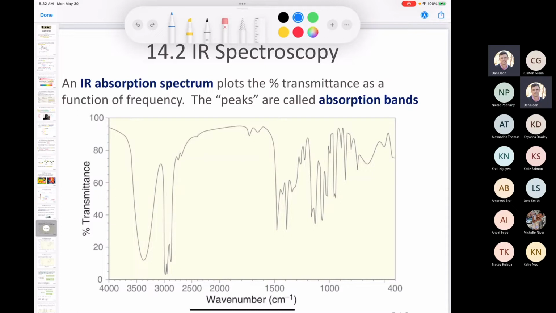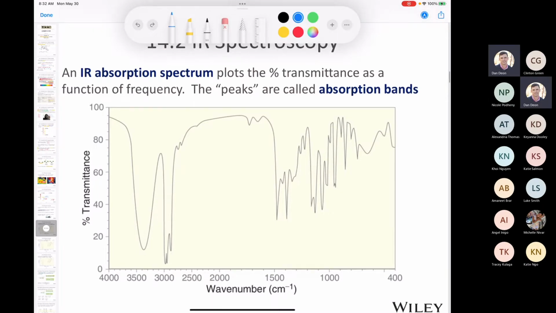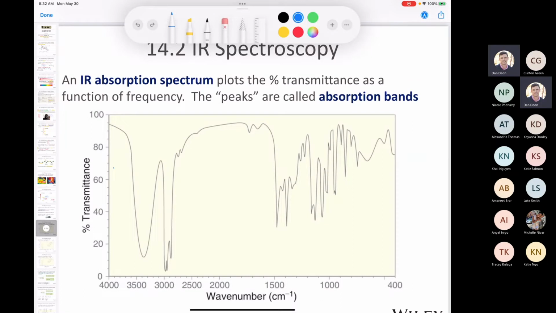This is called an infrared absorption spectrum, and it plots the percent transmittance as a function of frequency. Now we have percent transmittance over here on the y-axis, but then down here, that's not frequency, that says wave number. If you're like, I thought you said it was frequency, this is wave number. I'm going to get into the wave number with you for a second here, because it says that the wave number is in reciprocal centimeters.